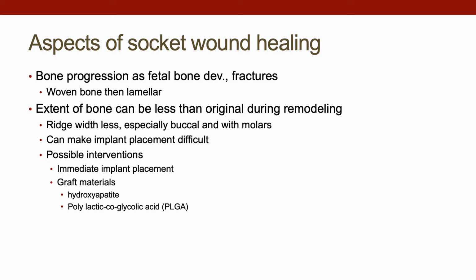It can be hard to have enough bone to place the implant. So possible interventions for this are immediate implant placement, or using graft materials such as hydroxyapatite or polylactic co-glycolic acid to try to fill in the extraction socket. Barrier membranes can also be used, or biologics like the bone morphogenetic proteins that we've heard about can be used to try to stimulate the bone growth and keep the ridge width high.